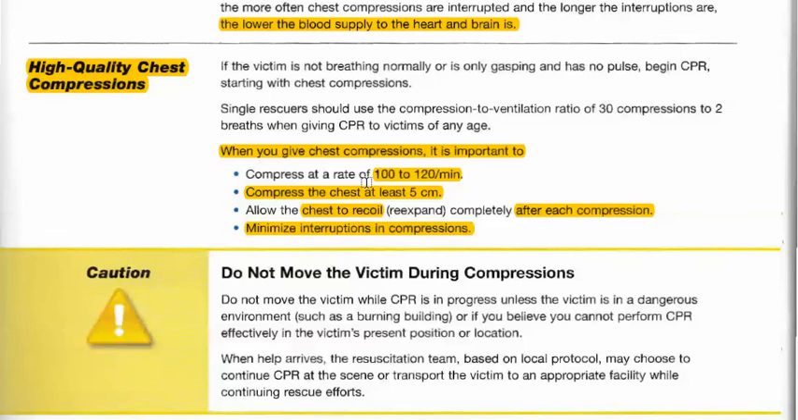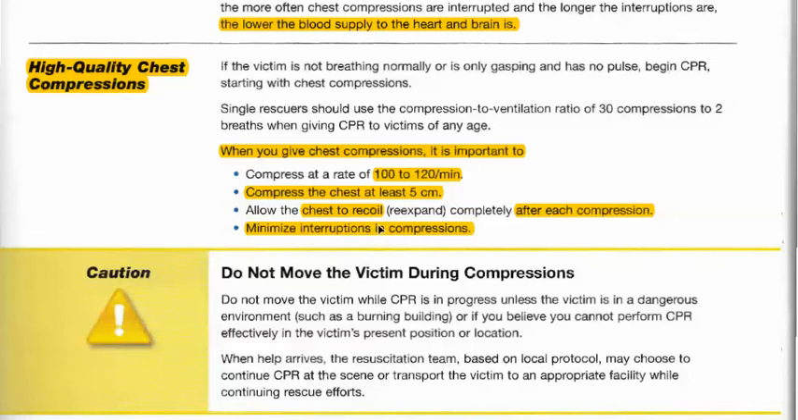Okay, compress the chest at least 5 centimeters. That's what I mean by deep. Yes, deep is to decrease the chest diameter to its anterior one third, nearly about 5 centimeters. So what do I mean by compress hard and fast? Hard means to decrease the chest diameter to its anterior one third, or at least 5 centimeters. And fast means with a rate of 100 to 120.